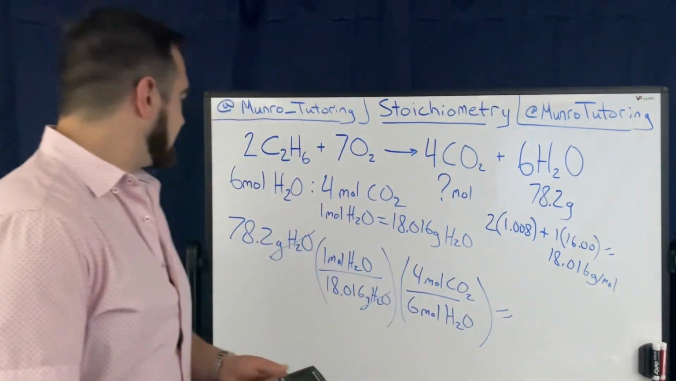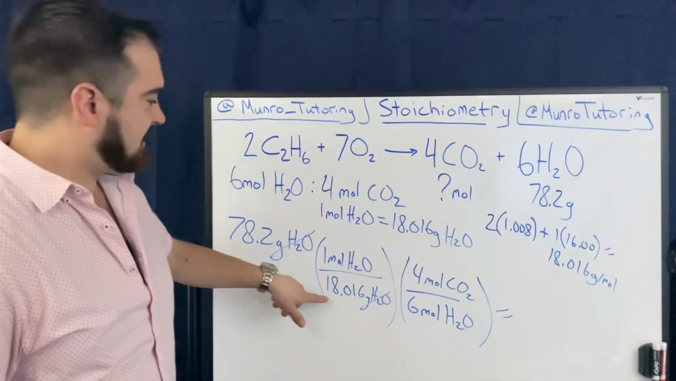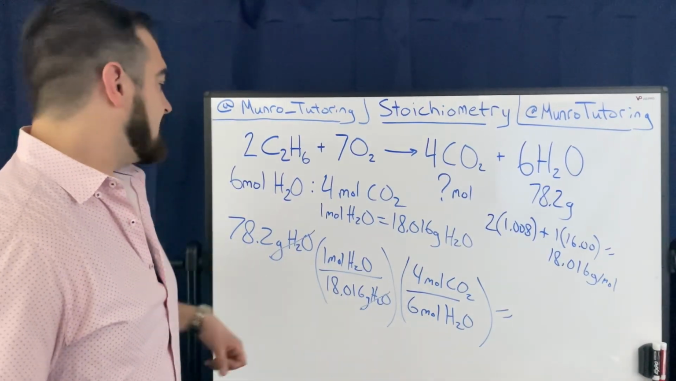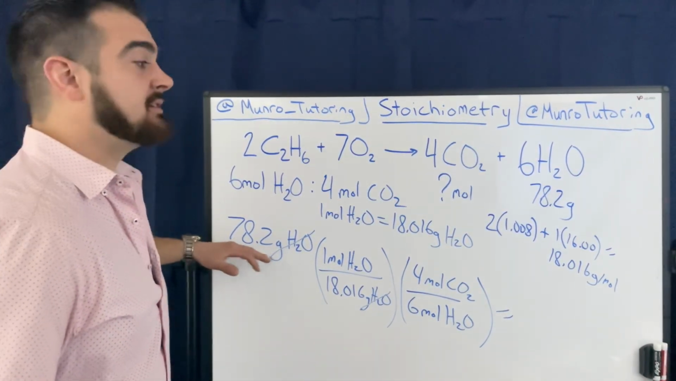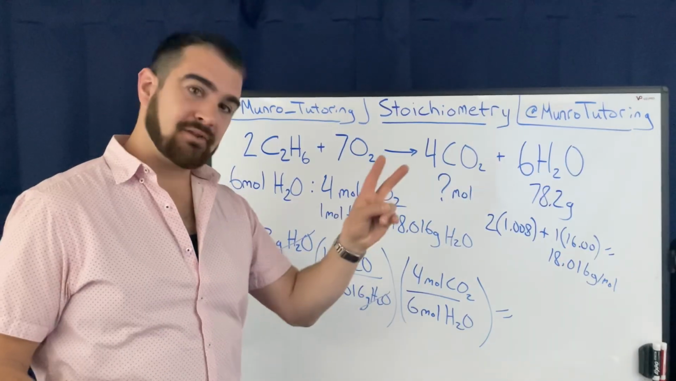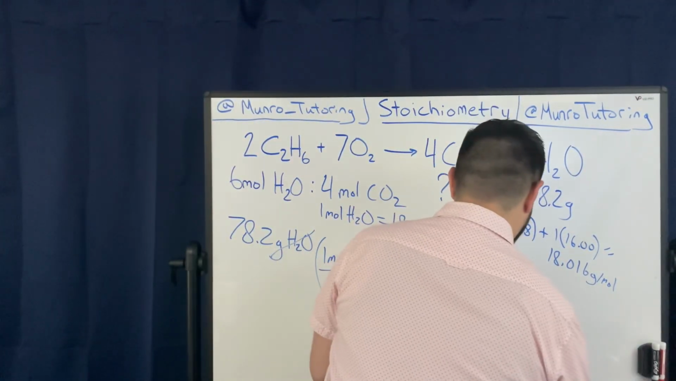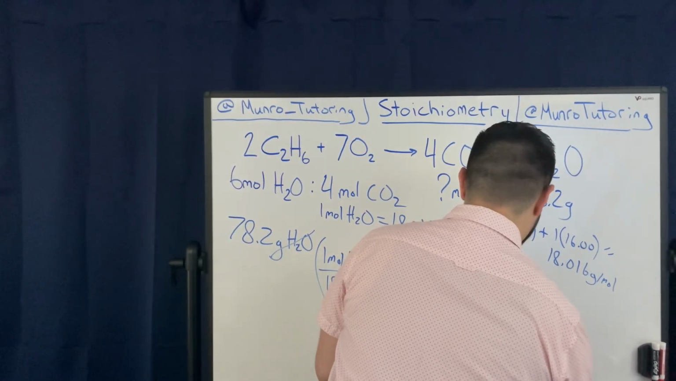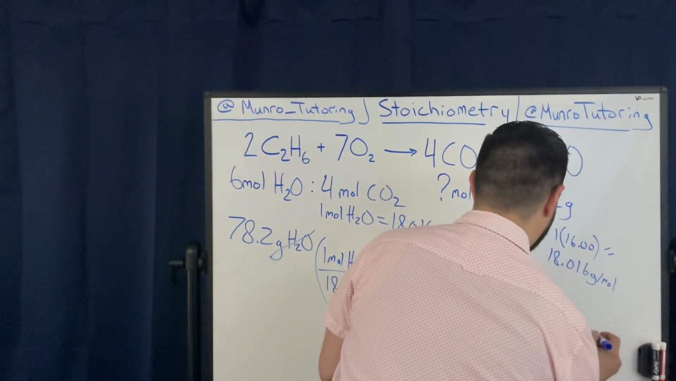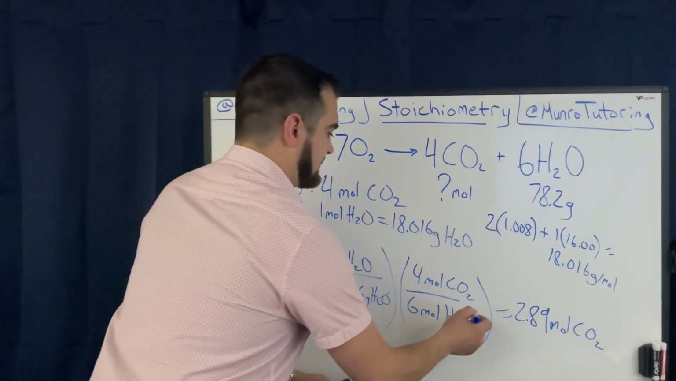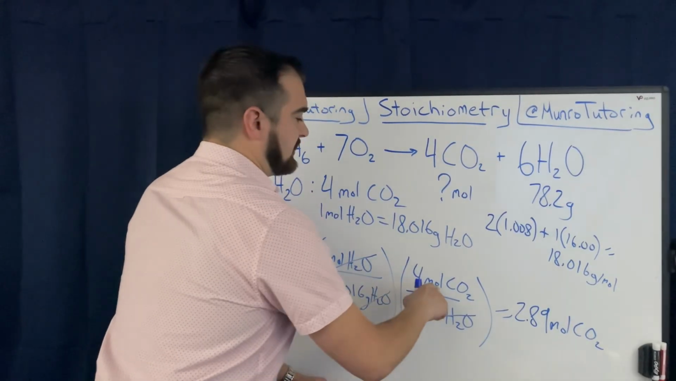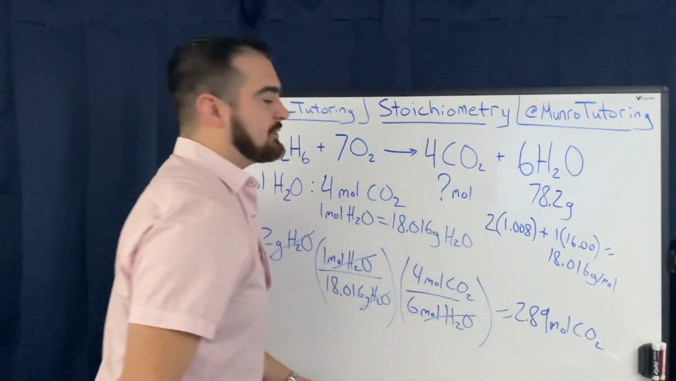2.8937. How many sig figs should I have? That's 3. That's 4. Well, that's actually 5. So 3 is the lower amount. If you don't know sig figs, check out my 2 videos on sig figs. So we're going to do 3 sig figs. We're going to do 2.89 moles of CO2. I forgot to cancel out these units. Those are gone. And so we know that we have moles of CO2 as our final answer.